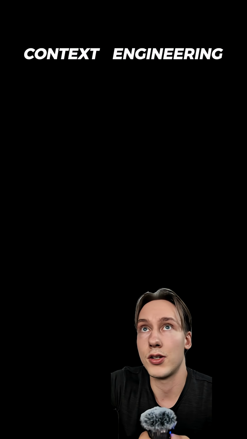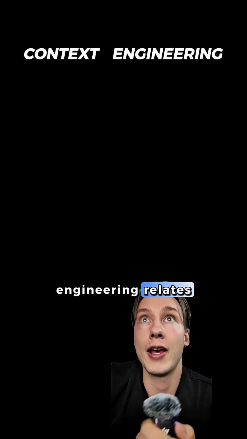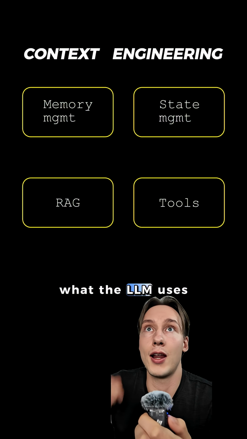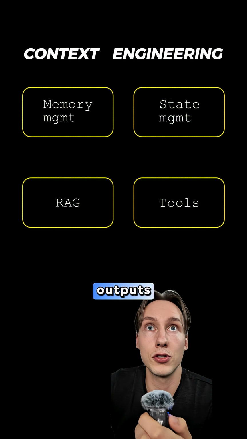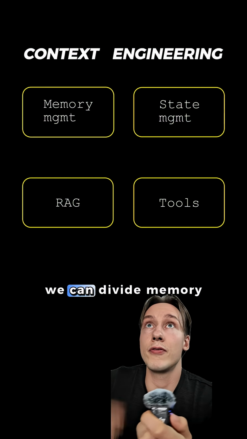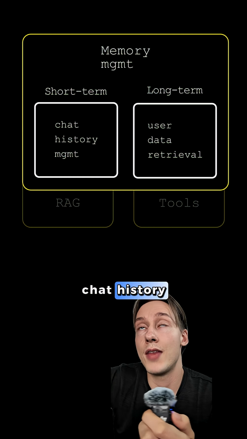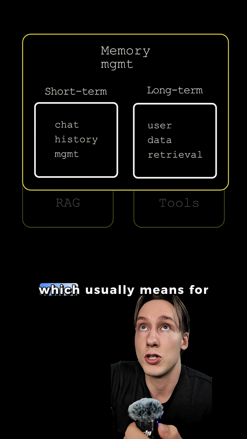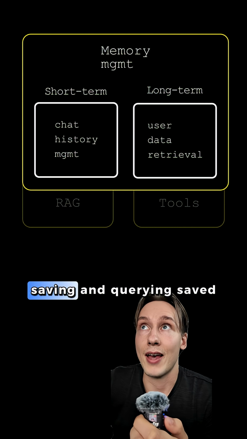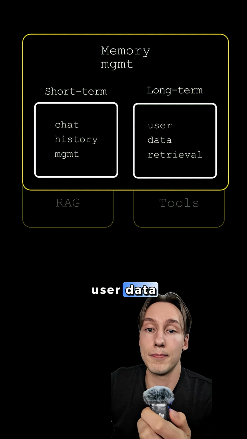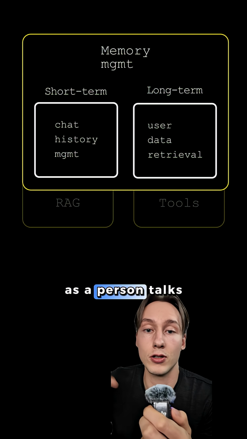Then we have context engineering. Overall, context engineering relates to all the context the LLM uses, the inputs and the outputs, and how to manage all of this. We can divide memory management into short-term memory, for example, managing the chat history. And then we have long-term memory management, which usually means, for example, saving and querying saved user data, which can be learned over time as a person talks with the LLM.